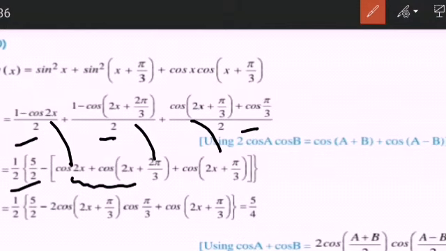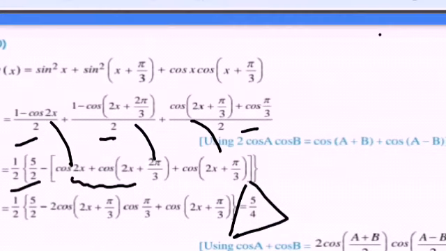2 cos((a+b)/2) cos((a-b)/2). We can say over here that is 2 cos(2x + pi/3) into cos(pi/3). Here that is cos(2x + pi/3), and finally the result is 5/4. The final answer is 5/4.